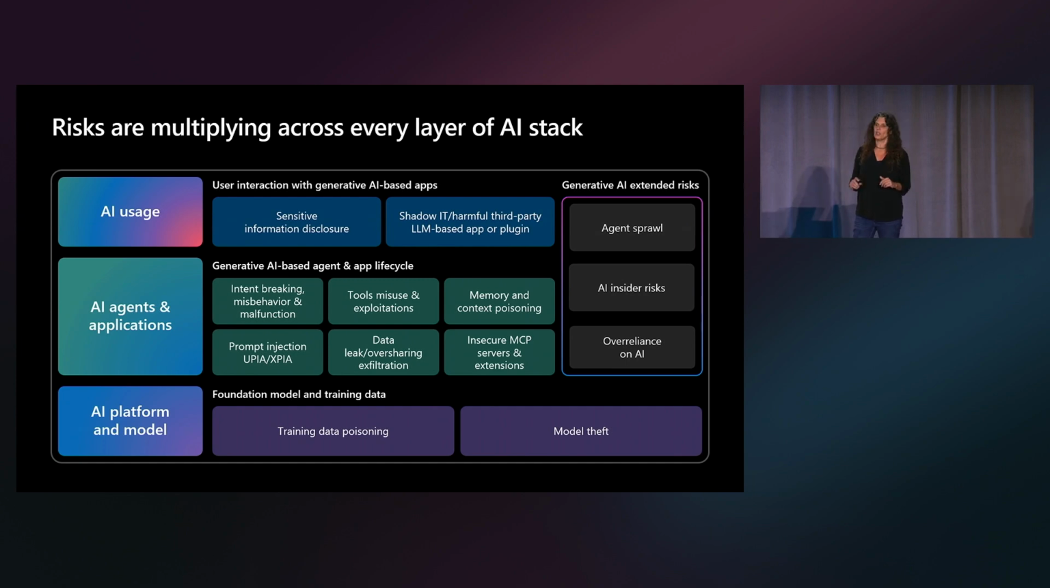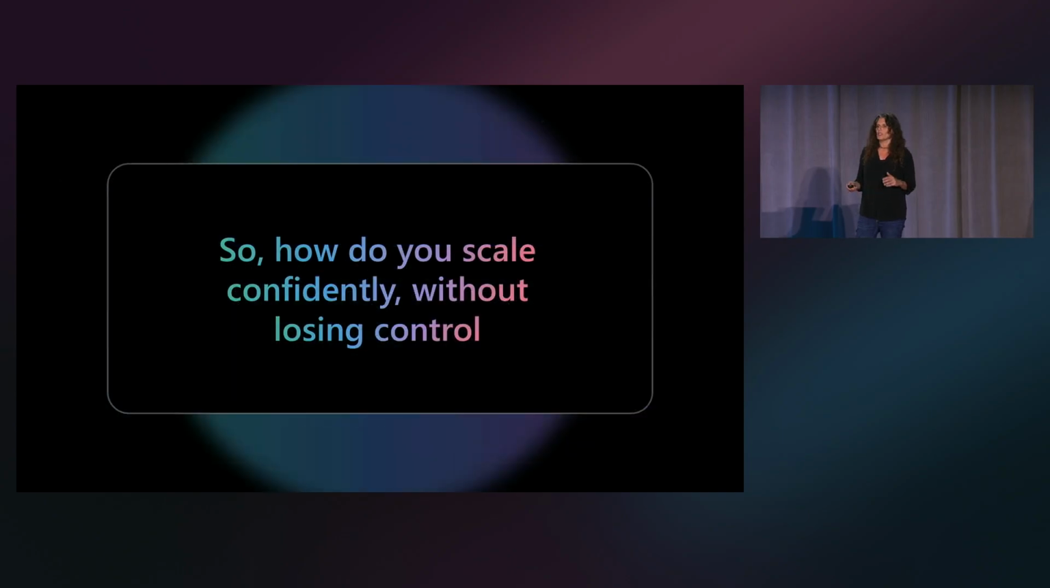And on the side, you see what we call generative AI extended risk. This is where you have the new risks like agent sprawl. Agents are now your new insider risk. And how do I ensure that my users are not over-relying on AI? Because we know, if somebody tells us 95% of the time he comes back with correct answers, we tend to stop checking and stop validating what it says. So how do we ensure that we're not over-relying on it? So how do we scale confidently without losing control?